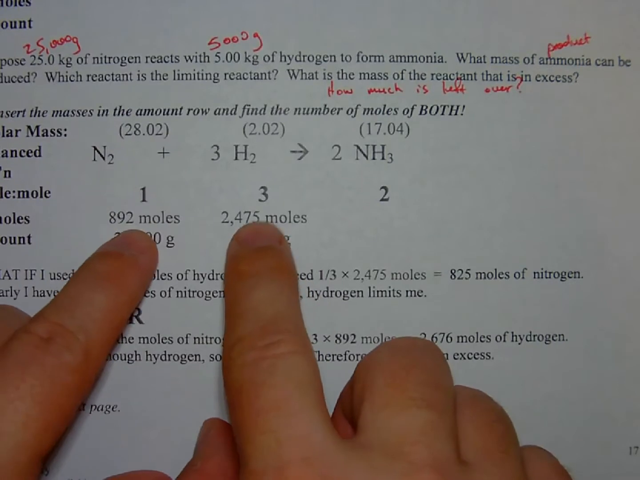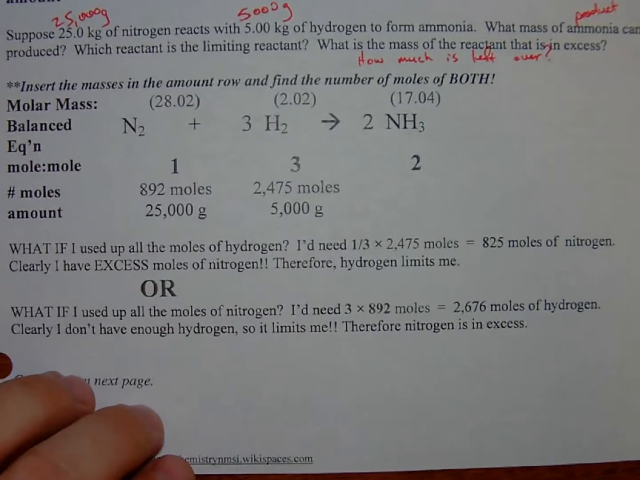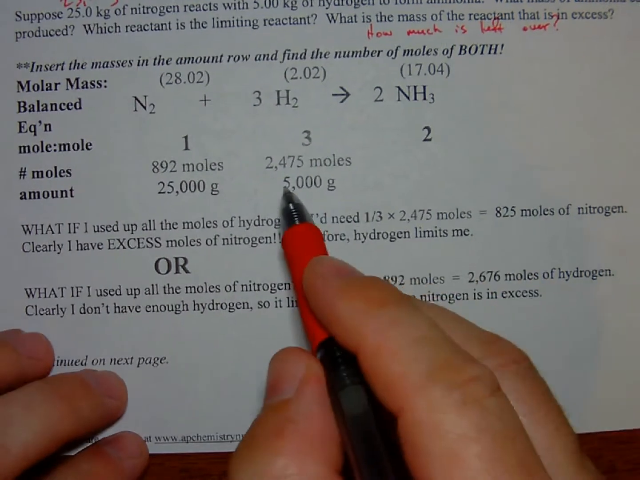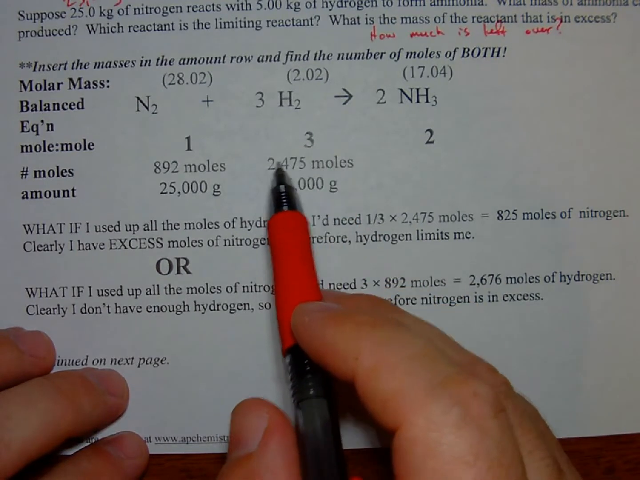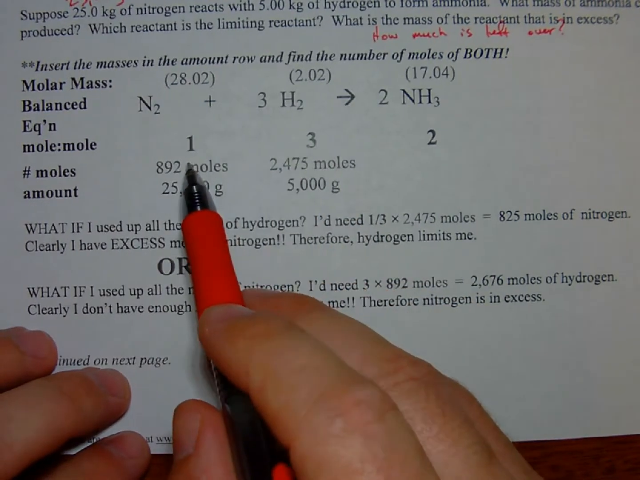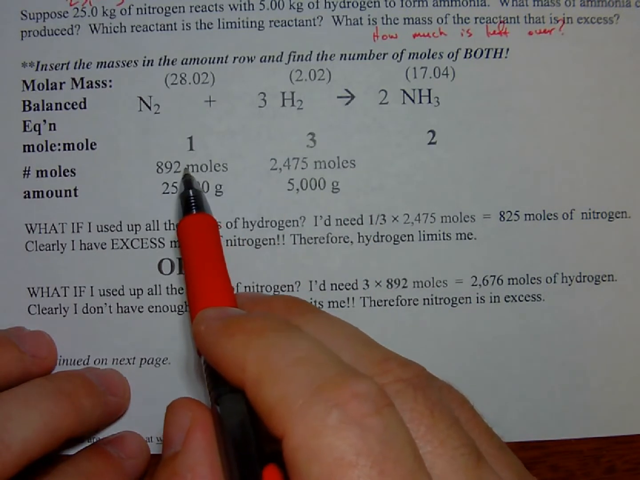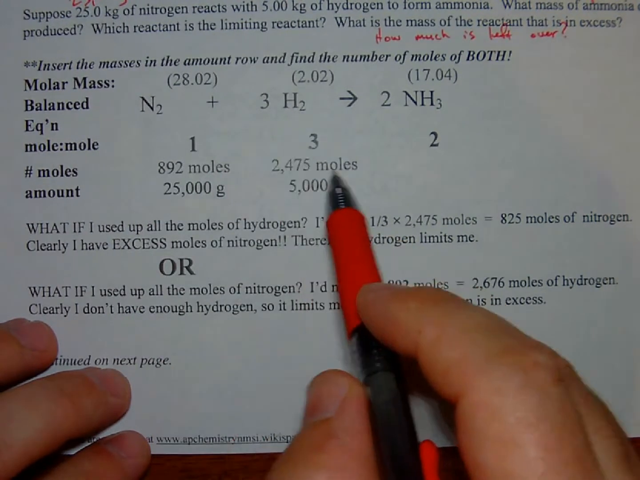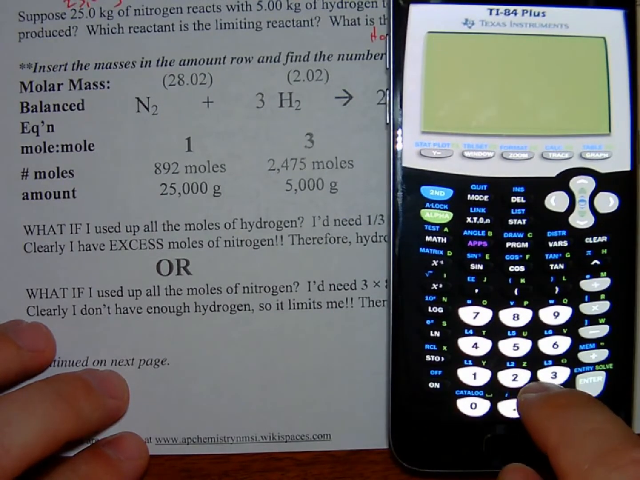So these are now the numbers that I'm going to use because I know that they're supposed to react at a 1 to 3 ratio. So let's ask the question, what if? What if I used up all the moles of hydrogen? What if I used up all of these moles? If I used up all of these moles, I would need 1/3 the amount of nitrogen. However much this is, I would need 1/3 of this amount of nitrogen to completely react with this amount of hydrogen. So, do I have that much?